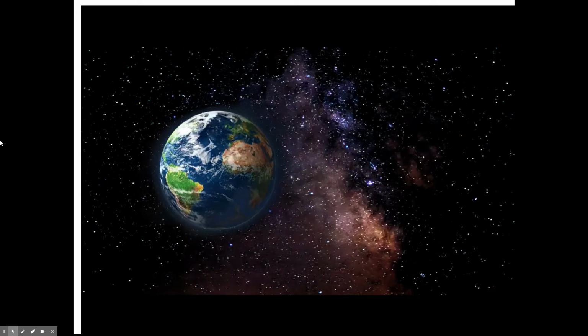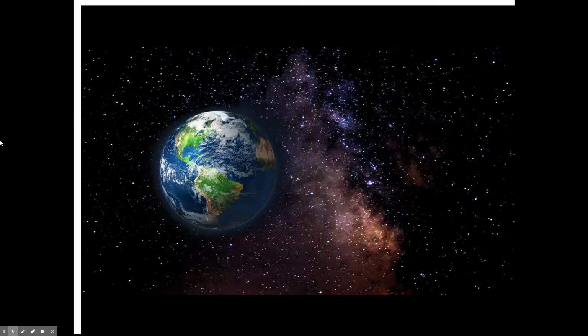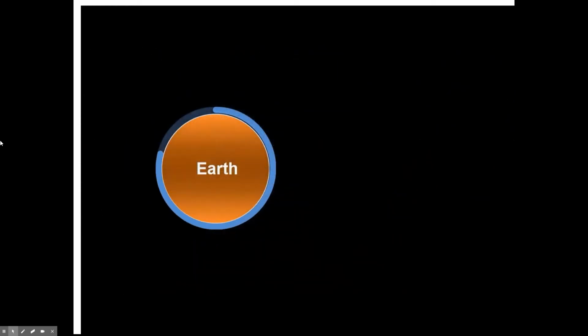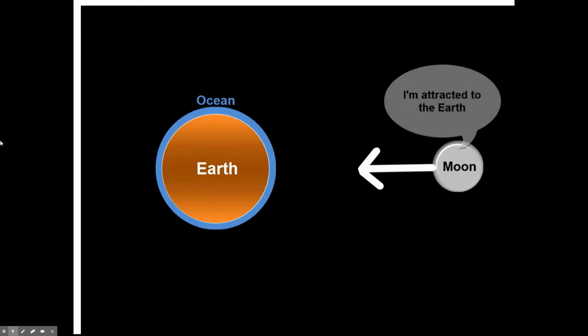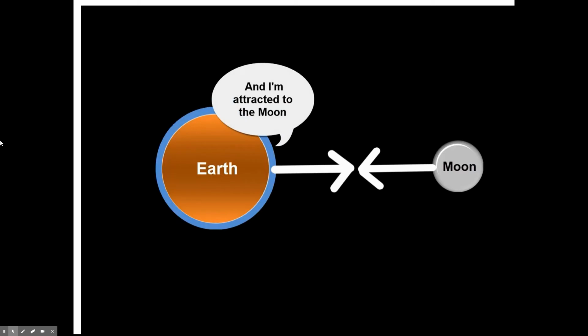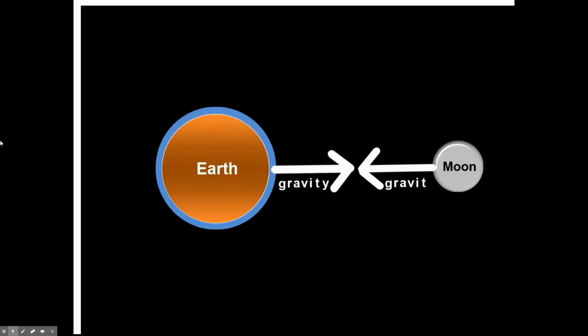Here's the Earth rotating on its axis every 24 hours. We'll now draw the Earth as a diagram with its surrounding layer of ocean. And to the right is the silvery moon. Everything is attracted to everything else in the universe with the force of gravity. So the moon is attracted to the Earth, and the Earth is equally attracted to the moon. Notice that the two force arrows are the same length, showing that gravitational attractions are of equal strength.